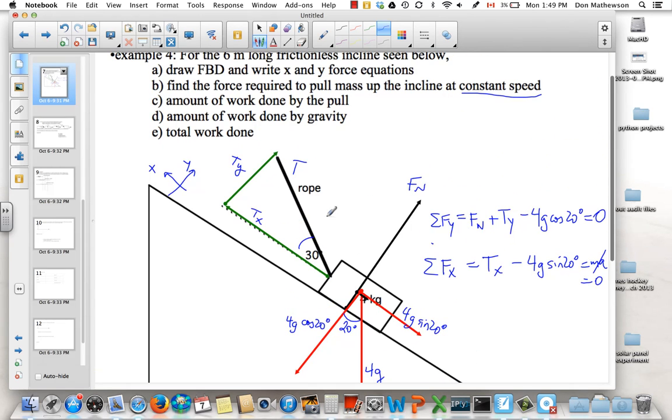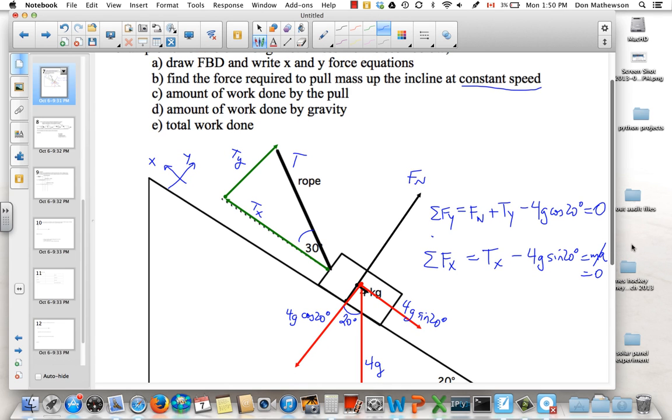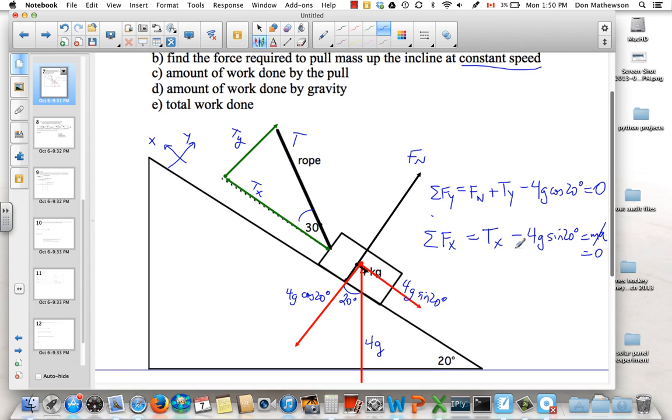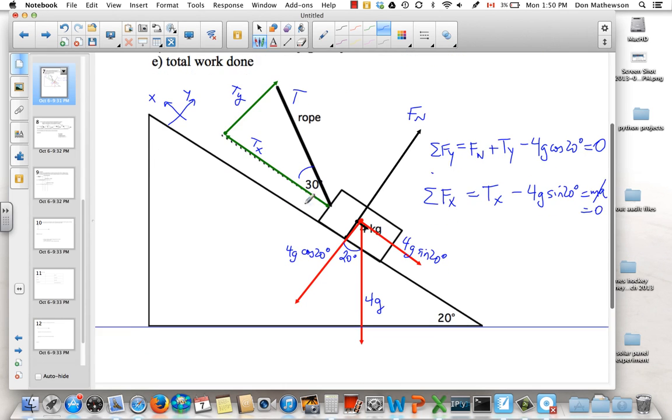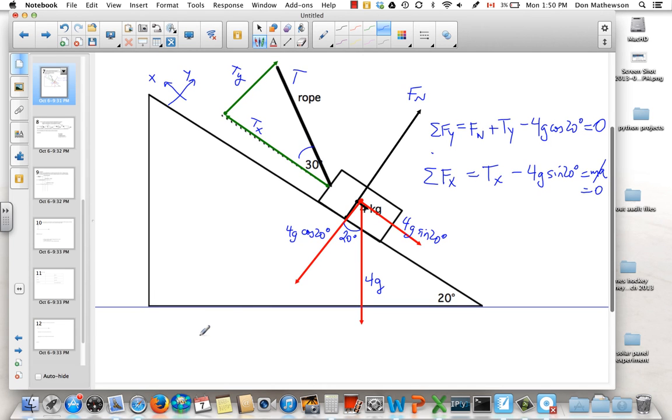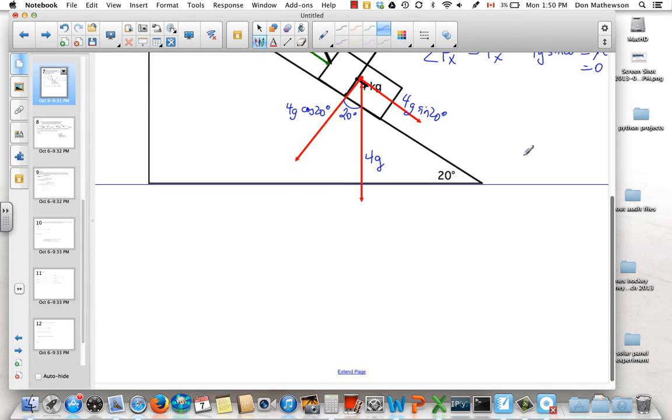Now the first thing we're asked for is the amount of force in the rope. We see that our second equation here will enable us to solve for the tension, because we can put into here the fact that the X component of tension is just T cos 30. So this equation here reduces to T cos 30 equals 4G sine 20. And you solve that for tension, and you get 15.5 newtons. So that's the force you need to pull it up the ramp.